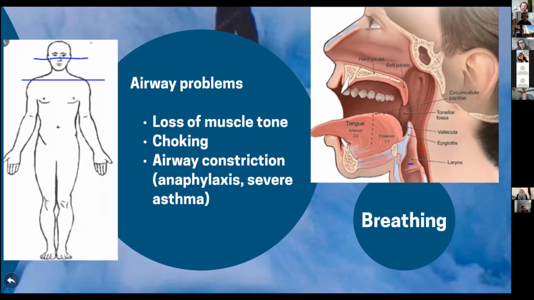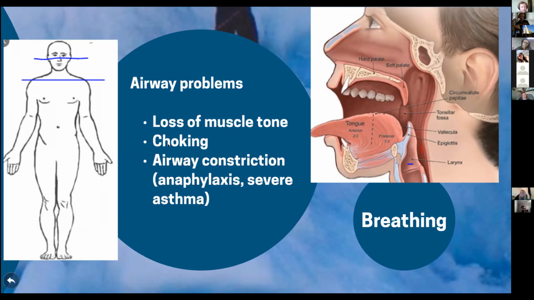So when somebody loses muscle tone, their tongue and epiglottis can actually close over the windpipe. So we need to open the airway. Everybody take a moment. Just swallow in your normal head position. Easy. And now tilt your head back as far as you can and try to swallow. That's basically a head tilt chin lift. When we're opening someone's airway, we're moving the head like that. And the reason you can't swallow is because that epiglottis can't close over your windpipe. So that's how we open the airway with a head tilt chin lift.